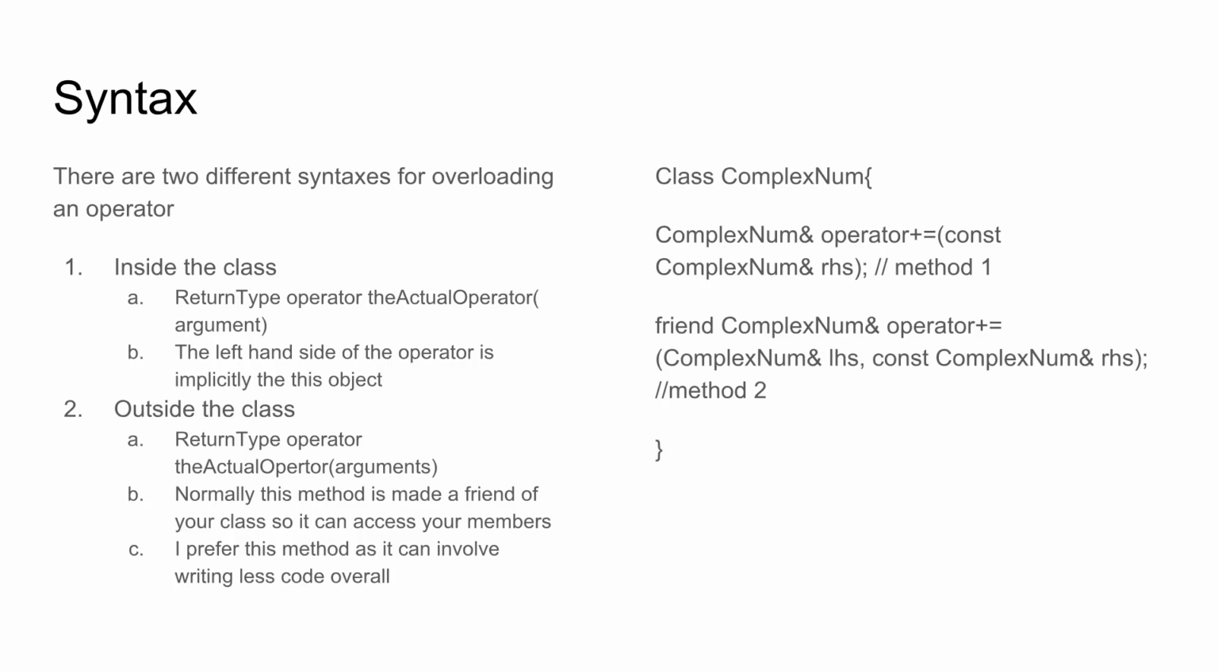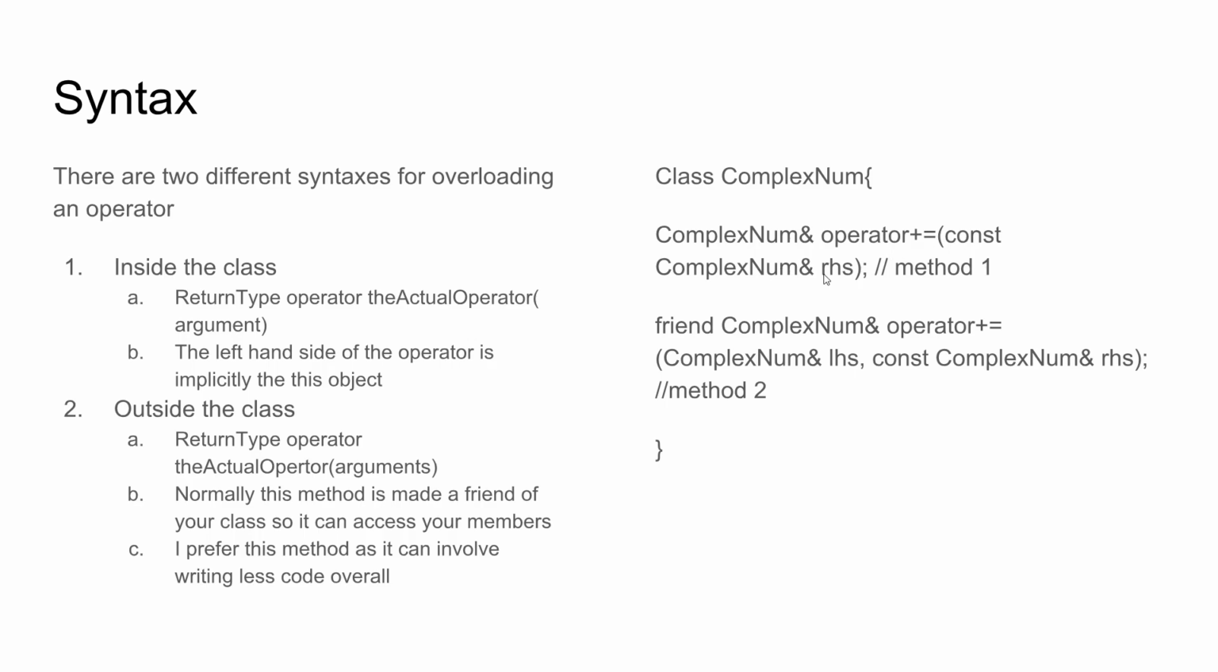There are two different syntaxes that you can use to overload operators. The first one is the return type, the keyword operator, followed by whatever the actual operator is supposed to be, plus, minus, times equals, divide equals, whatever it wants to be. And then any argument it's supposed to accept, which would be the right-hand side. So if we're doing something like a complex number operator plus equals, a const complex number right-hand side.